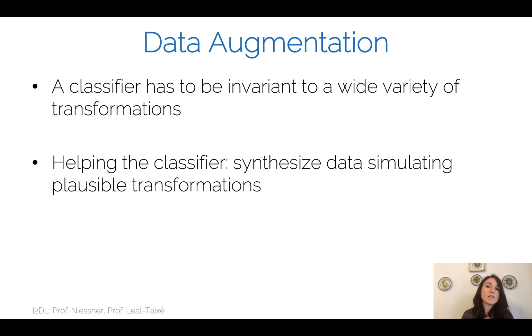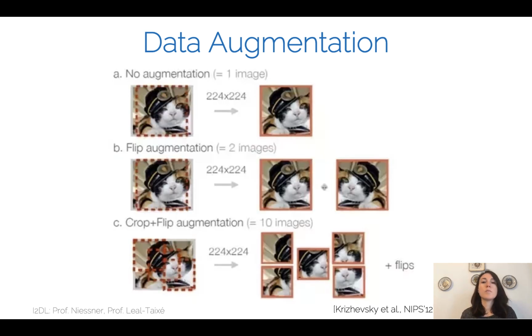So in data augmentation, essentially what we're doing is we're helping the classifier. So we're synthesizing data by simulating plausible transformations. The most common types of data augmentation are very simply flipping and cropping.